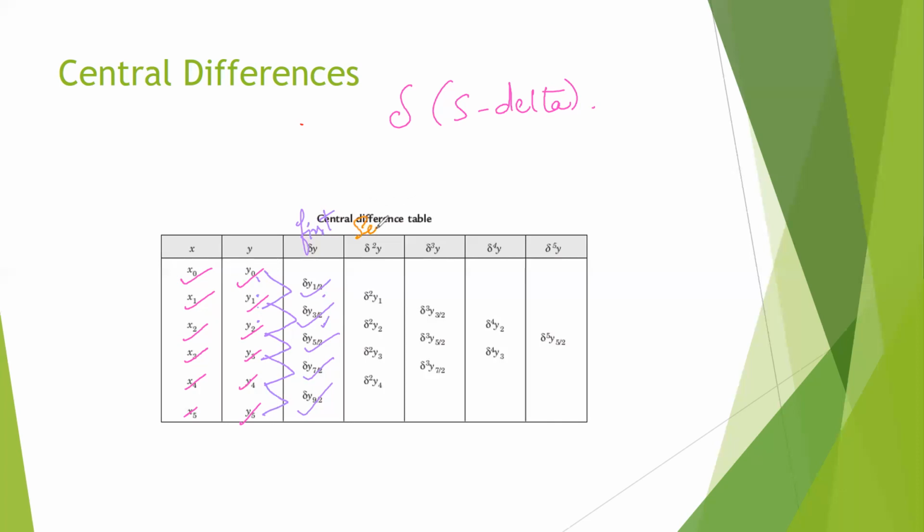Next is second central differences. Delta square y1, delta square y2, delta square y3, delta square y4. The difference between the first two is delta square y1. The difference between delta y 5 by 2 and delta y 3 by 2 is delta square y2. And the next difference between delta y 7 by 2 and delta y 5 by 2 is delta square y3. And the next, delta y 9 by 2 and delta y 7 by 2, is nothing but delta square y4. So these are second central differences.